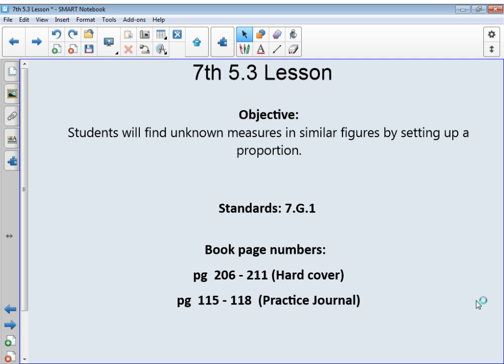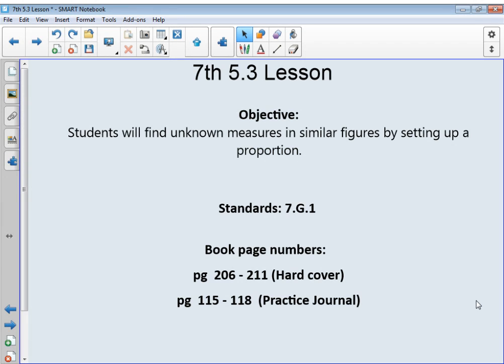Okay, this is 7th grade lesson 5.3. Our objective today: students will find unknown measures in similar figures by setting up proportions. The standard covered once again is 7G1. The page numbers are page 206 through 211 out of the hardcover book and pages 115 through 118 out of the practice journal.